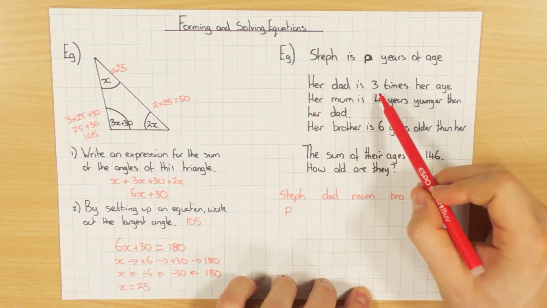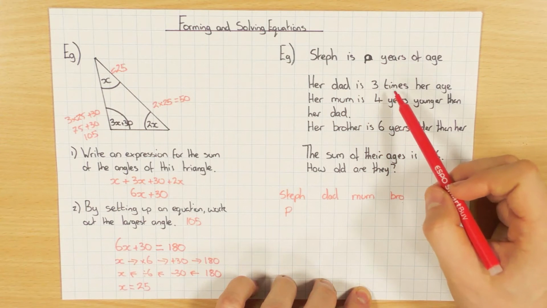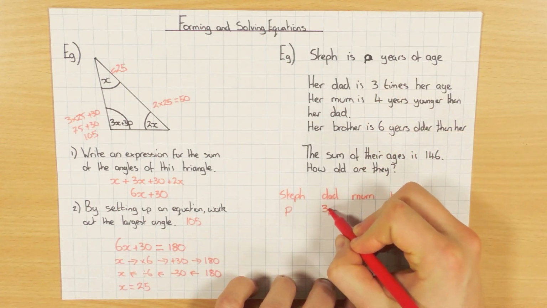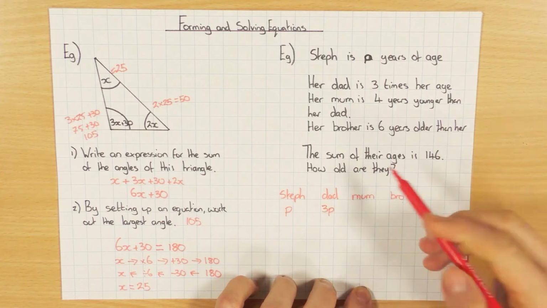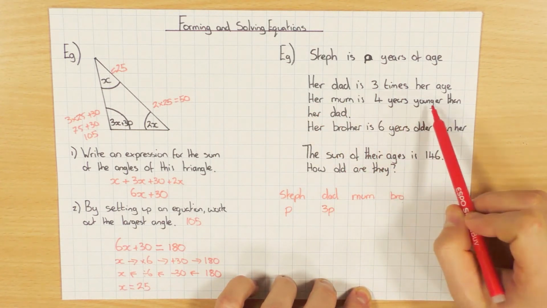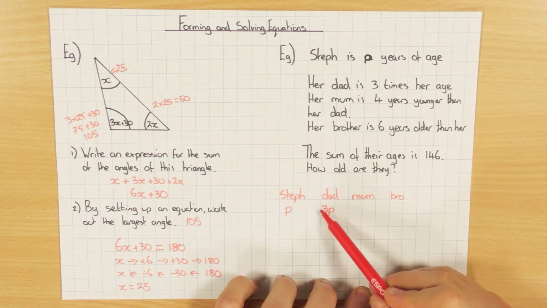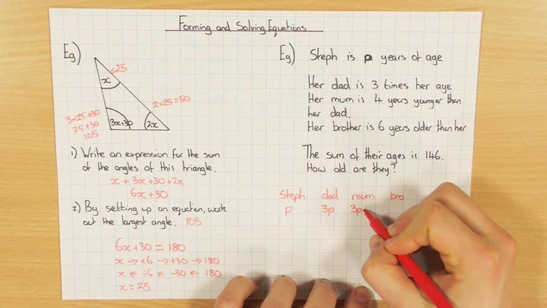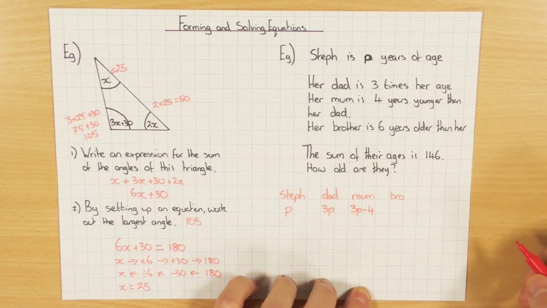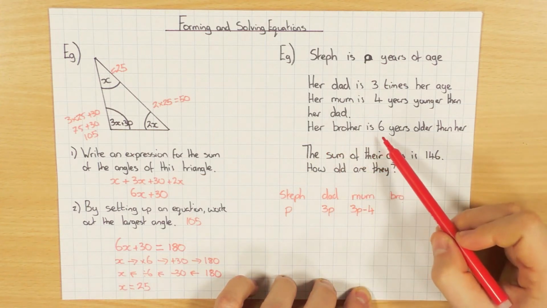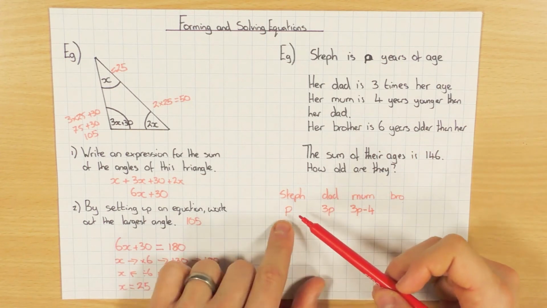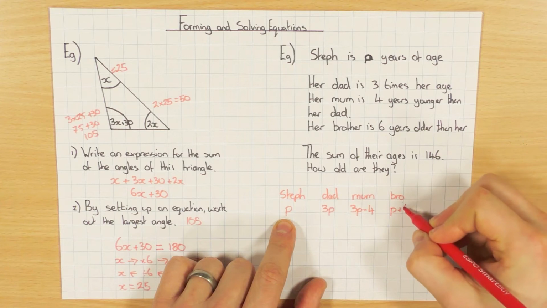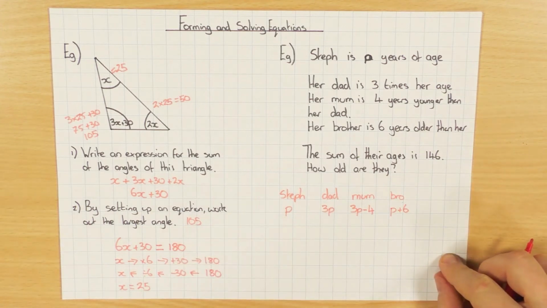Now, her dad is 3 times her age. So 3 times P, simplified, is 3P. Her mum is 4 years younger than her dad. Well, her dad is 3P. So if mum's 4 years younger, it would be 3P, which is her dad's age, take away 4. And her brother is 6 years older than her. Well, Steph is P, so if her brother's 6 years older, it will be plus 6.